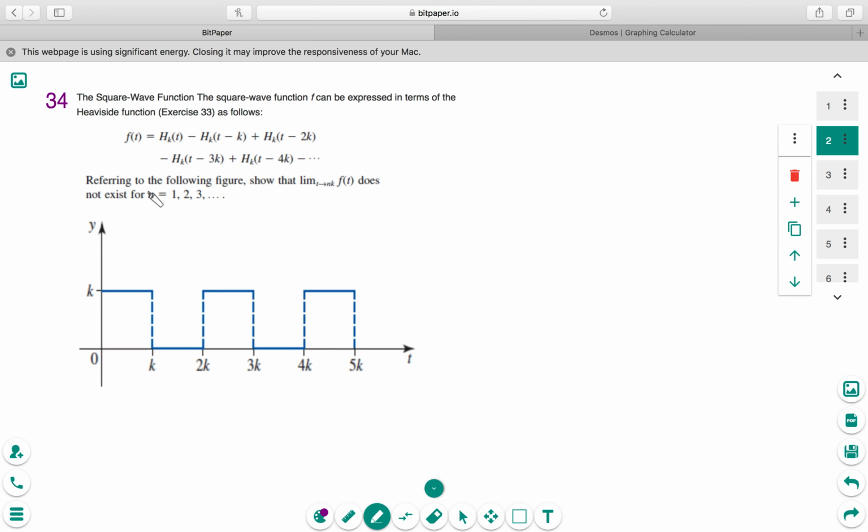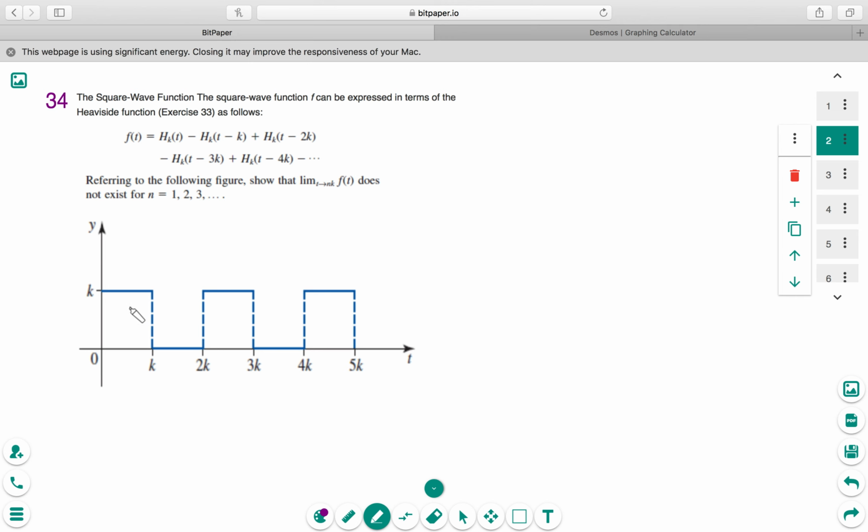It basically says, referring to the following figure, show the limit as t goes to nk. Remember, here we have y and t. That's why it has t instead of x. t goes to nk, so not just k, not just 2k, not just 3k, all the way up to nk, of f of t does not exist for n equal to 1, 2, 3, going on forever. So the best way to do this is using a method called generalization. And technically this is a proof, which is kind of interesting because you don't do proofs too much in calculus. That's more in classes like linear algebra, discrete math, abstract algebra, stuff like that.